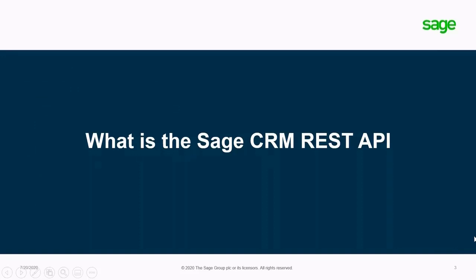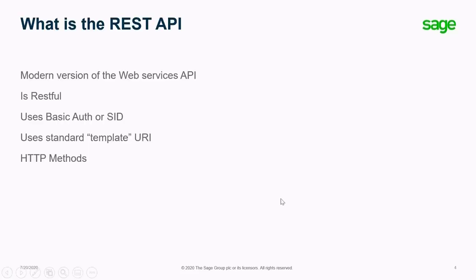What is the Sage CRM REST API? If you recall, previous versions of CRM had the Web Service API. The Web Service API used a WSDL file, which is the Web Service Definition Language file, to describe what the web services can do. If there was a post method or an add company method or anything like that, that would be described in your web service file or your WSDL file.